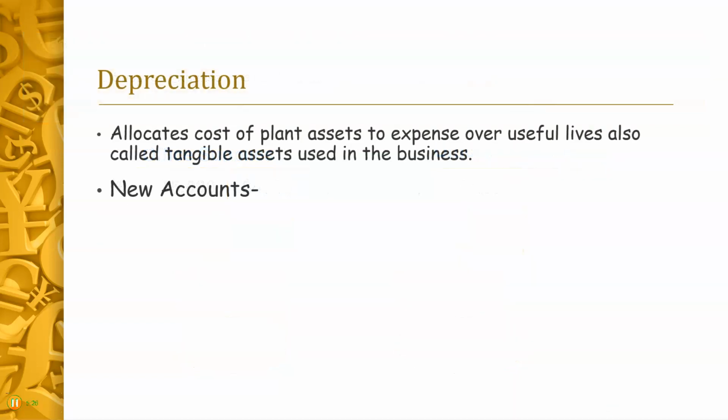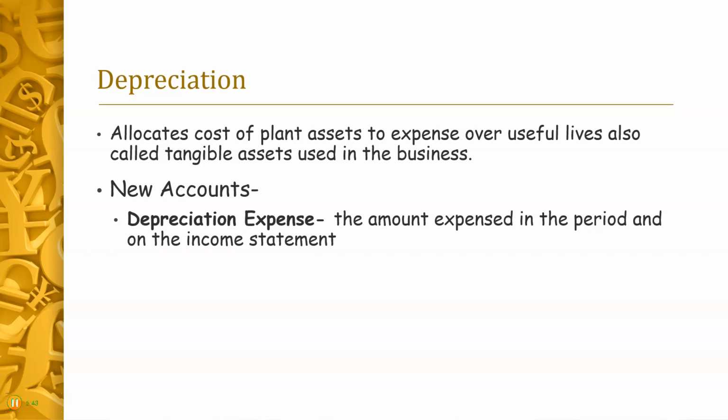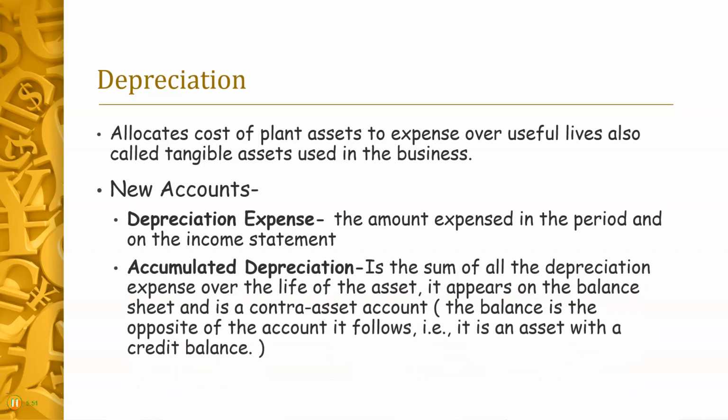Now we're going to talk about new accounts. There are two. We have to allocate the cost of assets that expire or are used up over time, tangible assets, and we have what we call depreciation expense, which is the amount of expense in the period that's consumed, and it goes on the income statement. And we have another account, which is called a contra asset account. It is the sum of all the depreciation expense over the life of the asset. It appears on the balance sheet and again is a contra asset account. It always follows the asset.